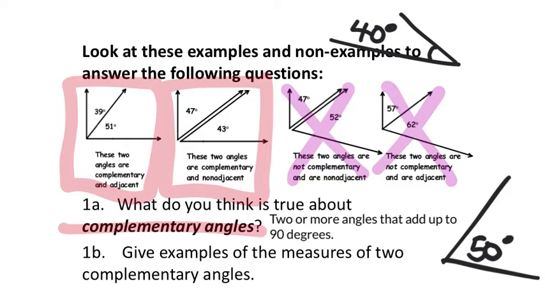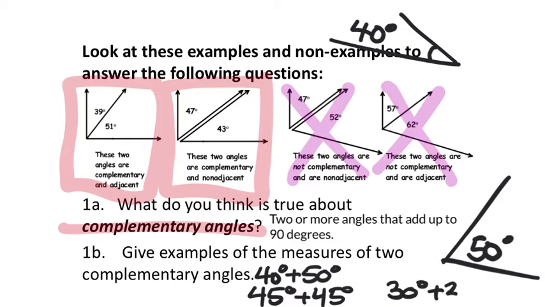So give examples then. That's not too bad. Give examples of two complementary angles. Well, that would be something like we just saw, 40 degrees plus 50 degrees, that would be 90 degrees. You could cut it in half and say 45 degrees plus 45 degrees, that's complementary. But again, it could be more than two angles as well. You could say 30 degrees plus 30 degrees plus 30 degrees. That's still complementary because, even though it's more than two angles, all three add up together to be 90 degrees. That's the main thing with complementary angles.